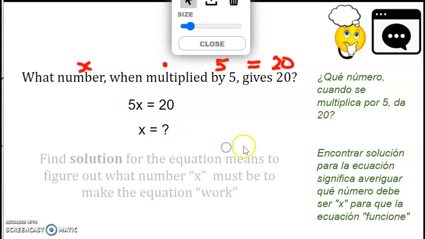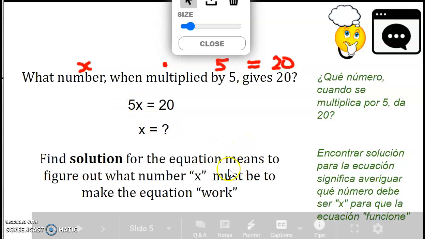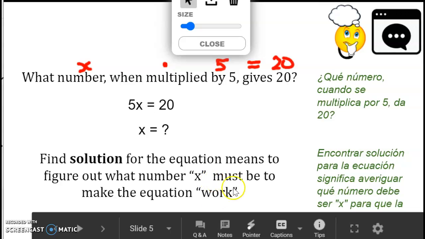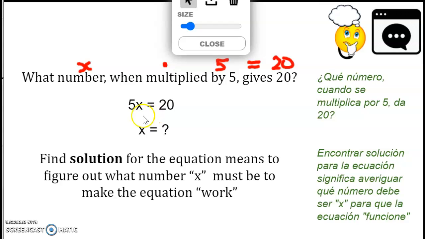Okay, so finding the solution for an equation means to figure out what number x must be to make the equation work, or makes the equation true. I know some of you are tempted to solve this by guess and check and say, oh, 5 times 4 is 20, so x is 4.